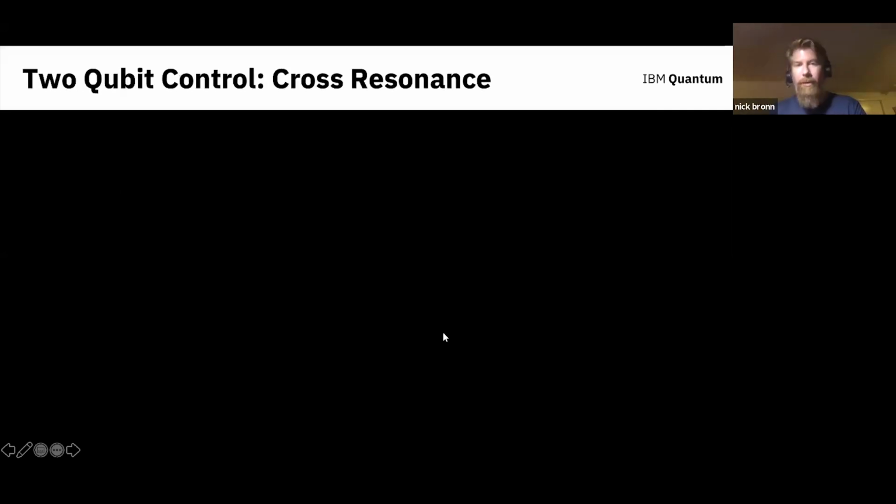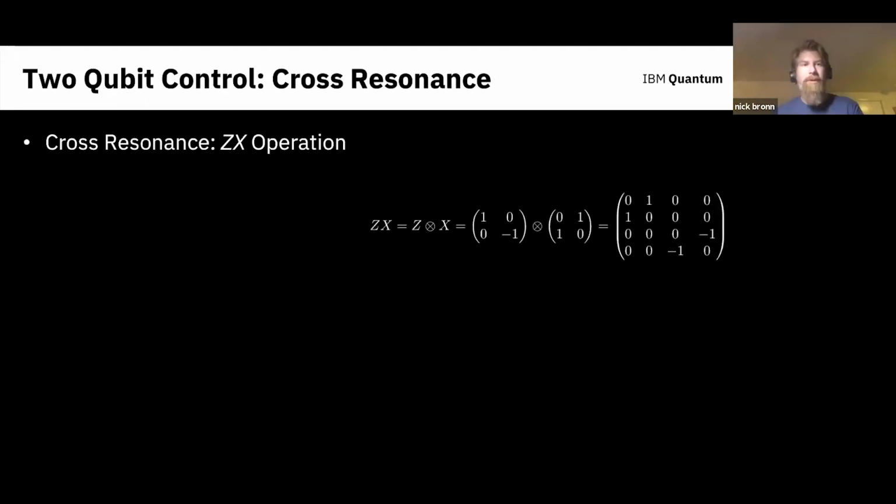So let me tell you about what we're doing at IBM. We use something called the cross-resonance gate. Essentially what the cross-resonance boils down to is a ZX operation, and the ZX is, up to a couple of single qubit rotations, a CNOT. So that satisfies the universality. Essentially, you take the Z and X Pauli matrices, tensor them together, and you get this bigger matrix right here.